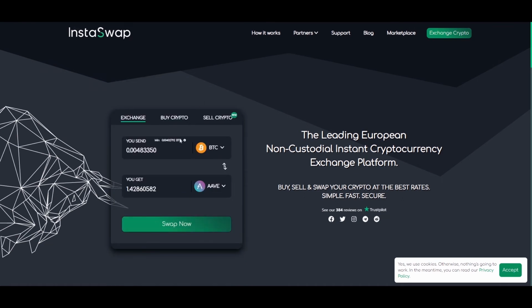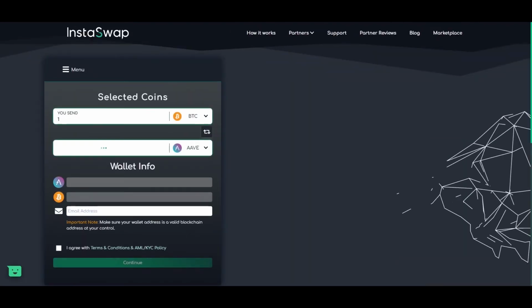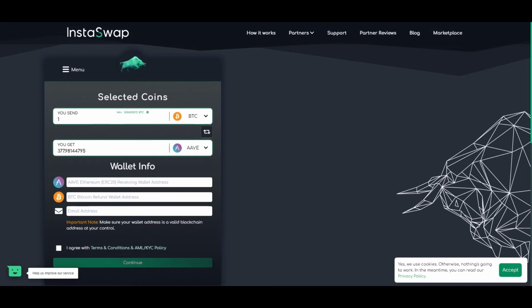Our system will show you instantly the best available exchange rate. Now, simply enter the amount that you wish to exchange. You will be given an indication of how many coins you will receive. Press Swap Now, and you will be forwarded to the next step.